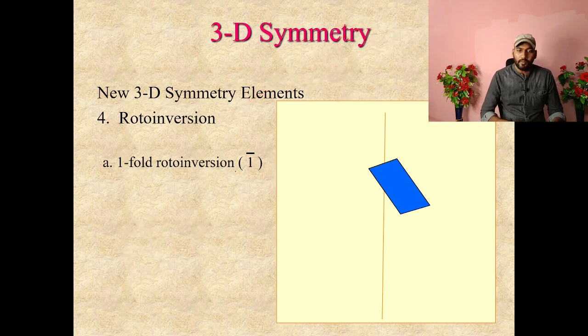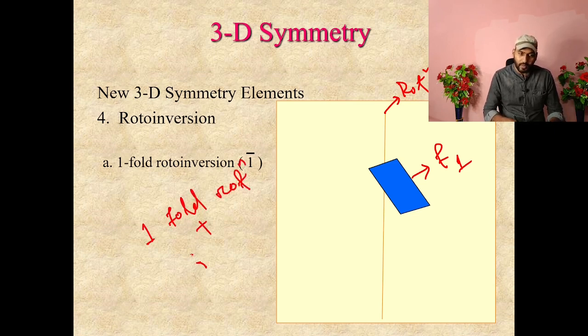So in 1 bar, what will happen? This axis is the rotation axis. Now this is a face. Suppose F1 is the face. Now we will rotate and then invert. As I told, either we can go rotation then inversion, or we can do inversion then rotation. So first we will do rotation, then we will do inversion. One fold rotation, what does it mean? 1 bar means one fold rotation plus inversion.